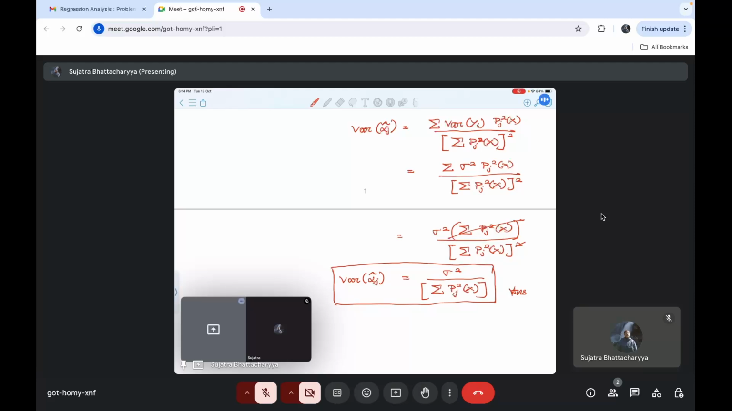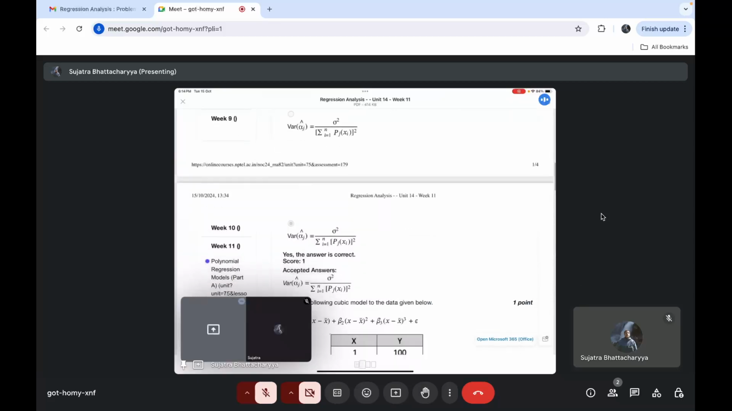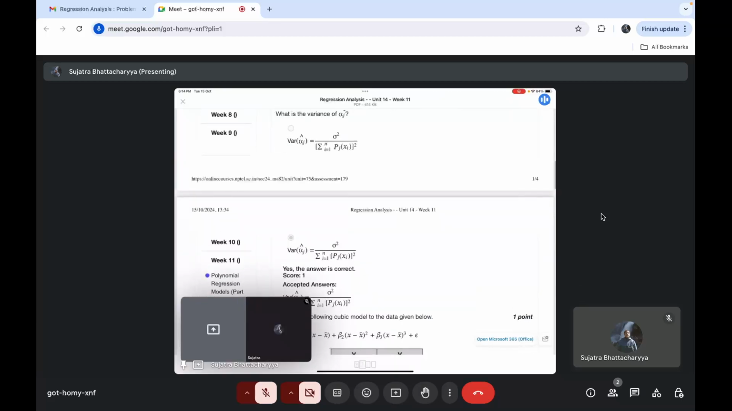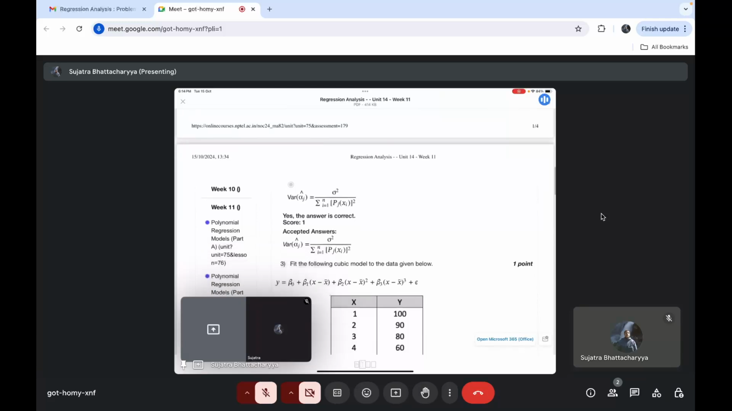So let's see whether this option is present here or not. The first option is summation pj x whole square. This is not the answer. If you come to the second option, you can see that the variance of alpha j hat is sigma square divided by summation pj x whole square, which is what we have got. So this is the correct option.